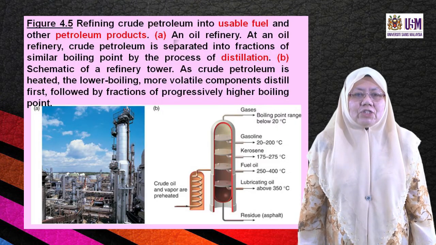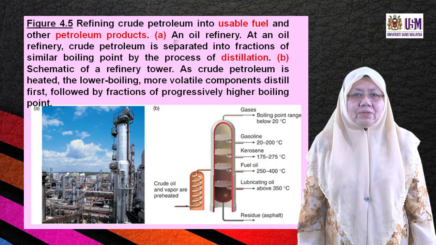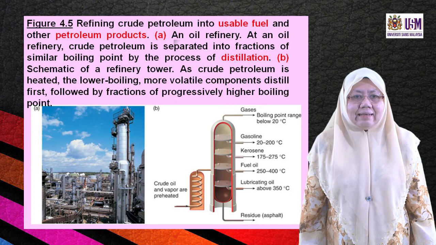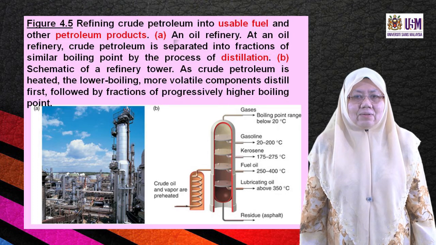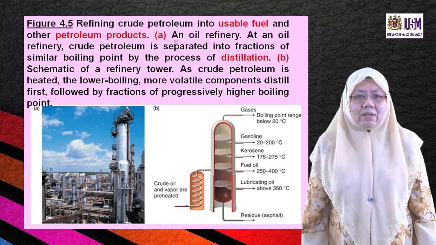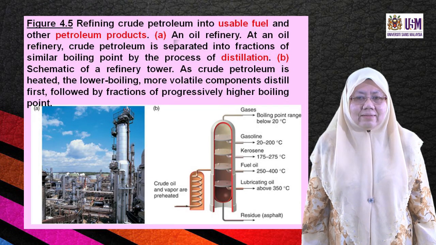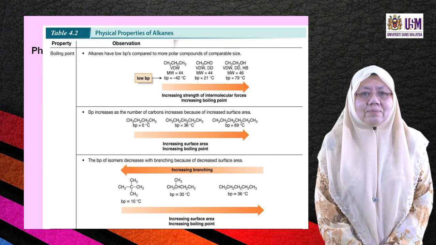Figure 4.5 shows a picture of refining crude petroleum into usable fuel and other petroleum products. We have an oil refinery. At an oil refinery, crude petroleum is separated into fractions of similar boiling points by the process of distillation. And you can see on the diagram on the right, a refinery tower. As crude petroleum is heated, the lower boiling point, more volatile components distill first, followed by fractions of progressively higher boiling points. Let us now look at the physical properties of alkanes.